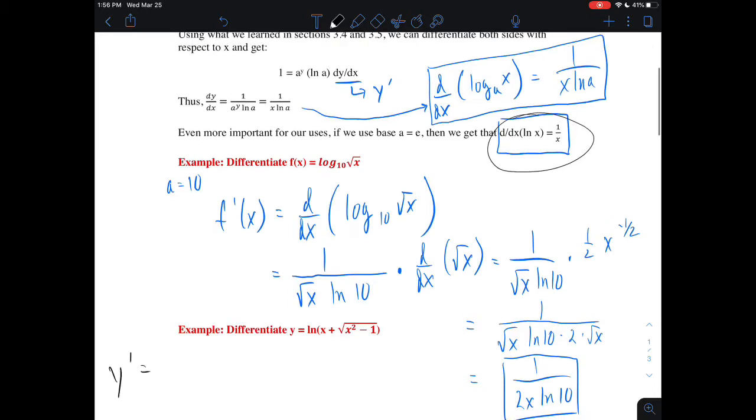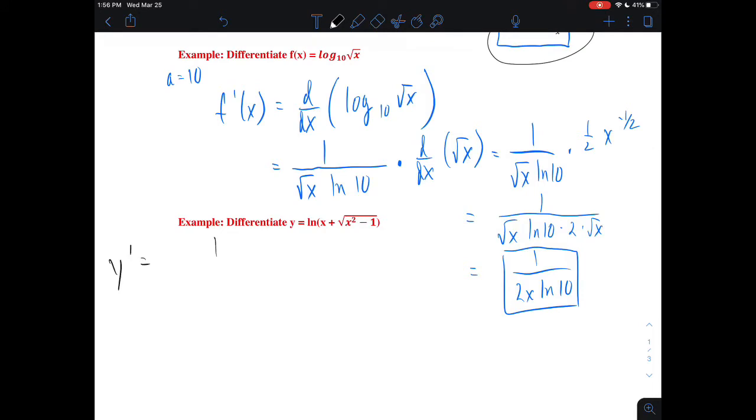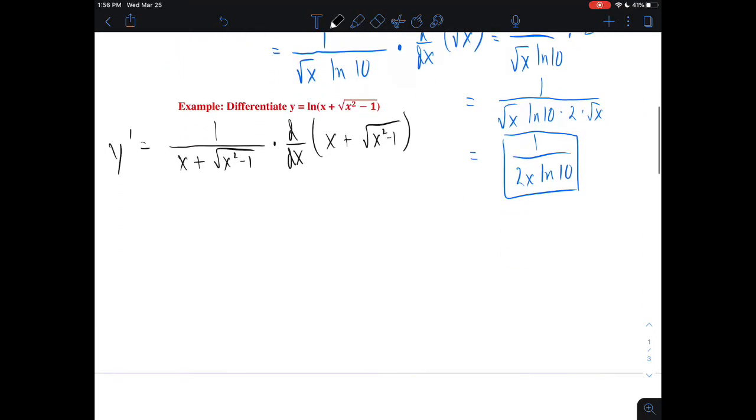So with the chain rule, that just means I'm going to have 1 over everything that was inside the natural log function, just as it was written, x plus the square root of x squared minus 1. But then I have to multiply that, because of the chain rule, by the derivative with respect to x of x plus the square root of x squared minus 1. So now I have that fraction, and that's just going to hang out for the rest of this ride.